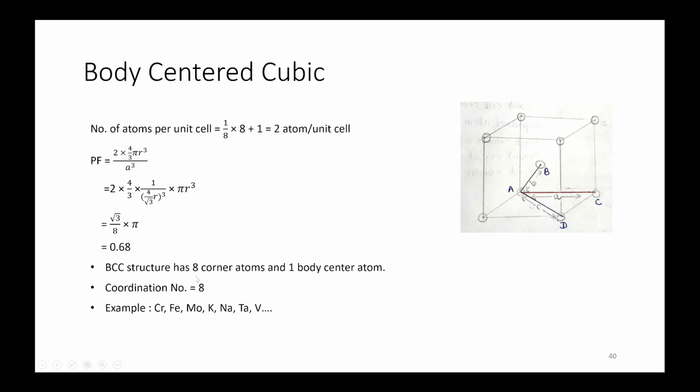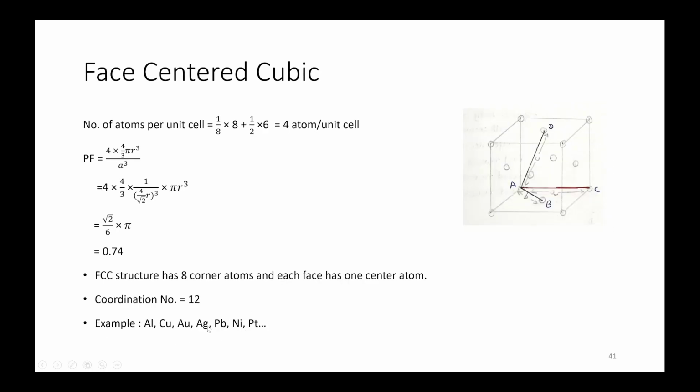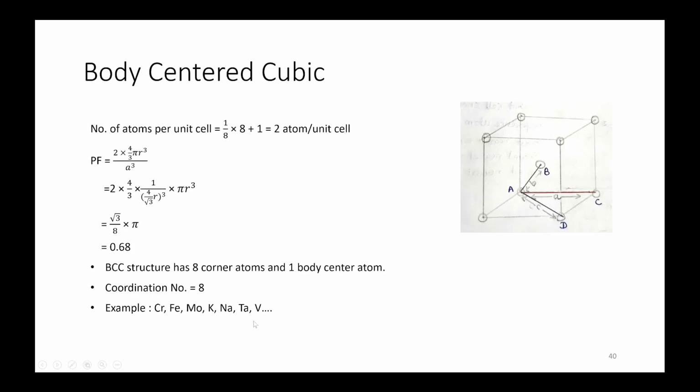In case of BCC structure, it has 8 corner atoms and 1 body center atom, and the coordination number is 8. This atom has all 8 corner atoms as neighbors. Now examples are chromium, iron, molybdenum, potassium, sodium, tantalum, vanadium, etc. Iron at lower temperature shows BCC, and also at very high temperature, but after a certain temperature around 912 it shows FCC structure.